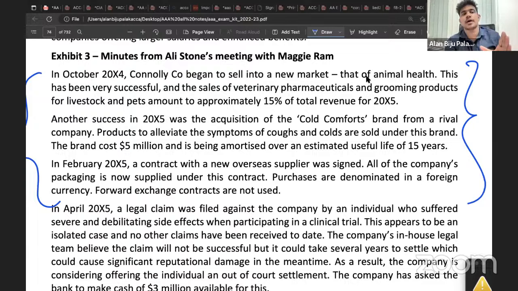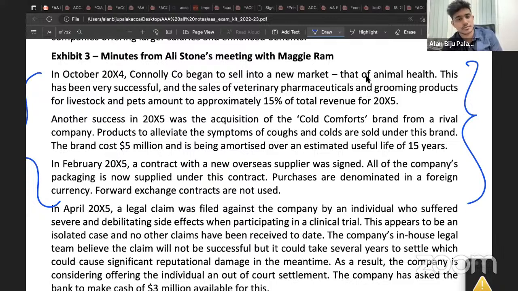So whatever you write as the answer for the scenario, it should be based purely on the scenario. You should properly read the scenario and mention what is actually being considered as risk in the case. Okay. Then what else will be the business risk? Brand acquisition. Yes, the company is acquiring another brand, Cold Comfort. So what will be the risk there?